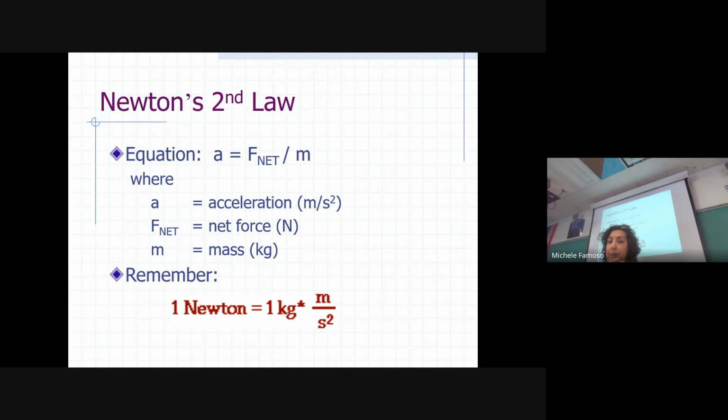So remember something here. The newton is that derived unit. And so if I were doing dimensional analysis with this equation, I would have newtons divided by kilograms. But a newton is a kilogram times a meter per second squared. So if I were to change the newton out to this, kilogram times meter per second squared divided by kilograms, then the kilograms would cancel out, leaving me with just the meter per second squared, which is what I would expect. Okay?